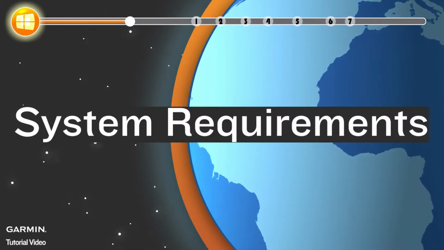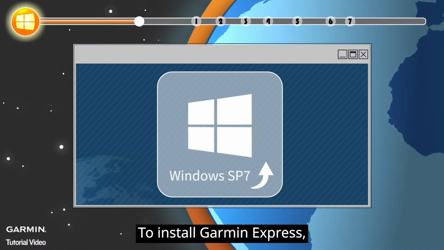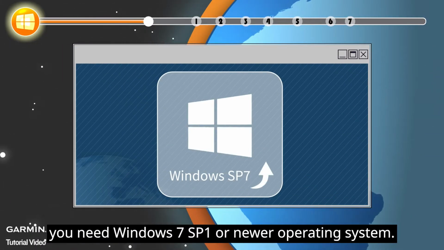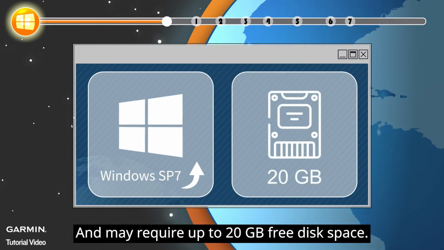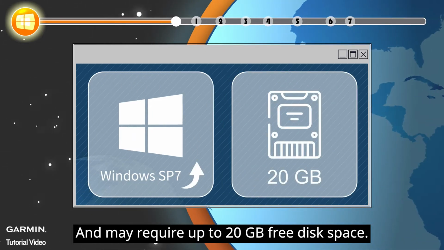System requirements. To install Garmin Express, you need Windows 7 SP1 or newer operating system, and may require up to 20 GB free disk space.